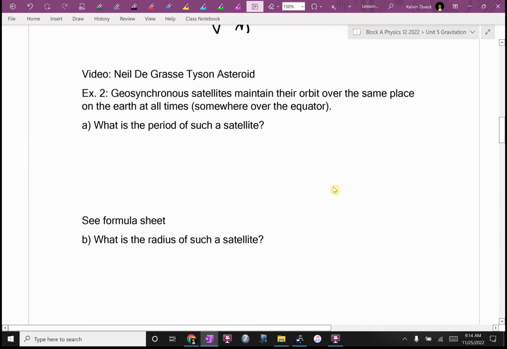Example 2. Geosynchronous satellites maintain their orbit over the same place on the Earth at all times, somewhere over the equator. What we do is we put the satellite in an orbit so that its period matches the period of the Earth. What is the period of such a satellite?